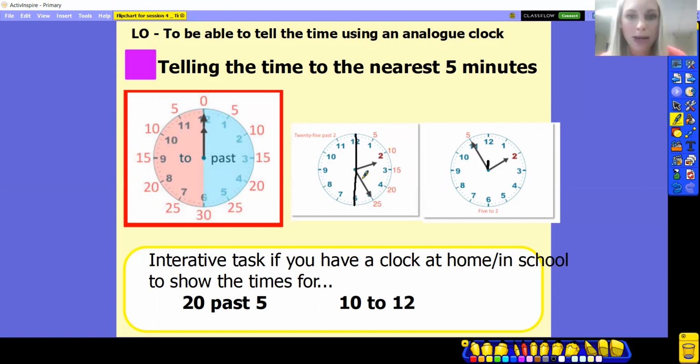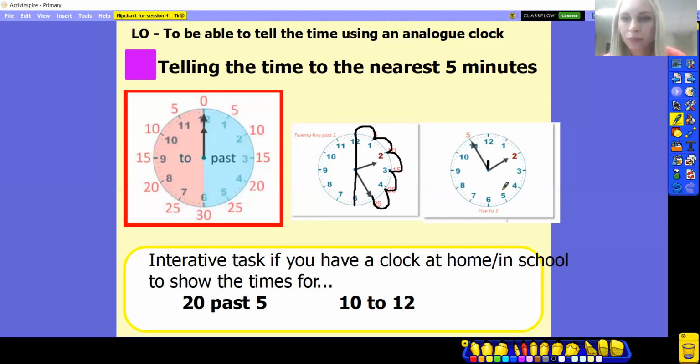Now, first of all, I need to look at my minute hand. It's on this side of the clock, which is past. So I'm going to count this way. And I'm going to go, you can do the jumps if you want to, or don't if you don't want to, it's up to you. 5, 10, 15, 20, 25. So stop when you get to where that minute hand is pointing. So that's 25 past. Now I need to look at my hour hand, and I'm looking to see which number it's gone past. Remember, past. It's gone past the 2. So that one is 25 past 2.